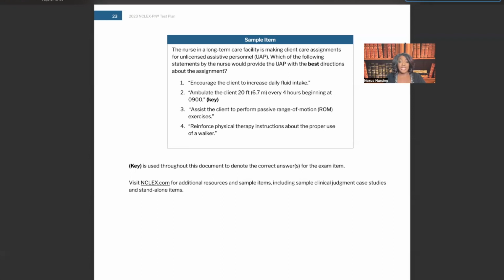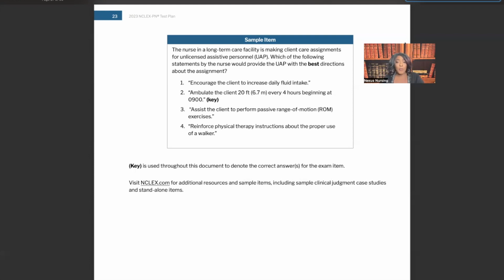That's not detailed enough. And then choice 4, reinforce physical therapy instructions about the proper use of a walker. Let's talk about this. Number 4 is something you would be doing as the practical nurse or the vocational nurse. The registered nurse, the RN, does the initial teaching. But you, the PN or the VN, go ahead and reinforce that teaching that was done initially by the registered nurse. Unlicensed assistive personnel can't do teaching. All they can do is remind the patient, hey, remember the nurse said to do X, Y, Z.